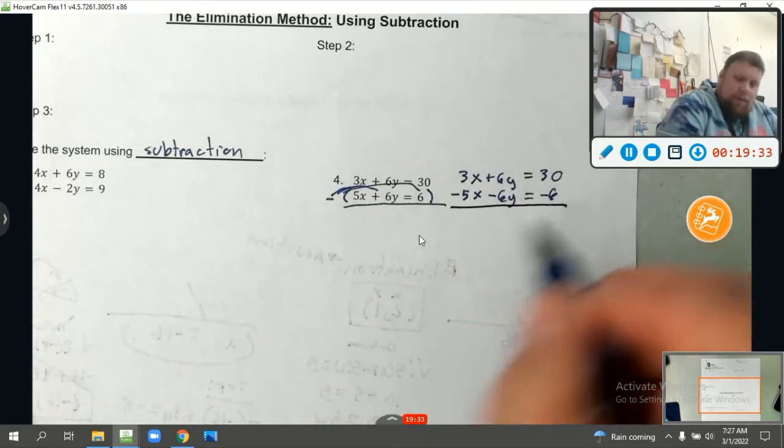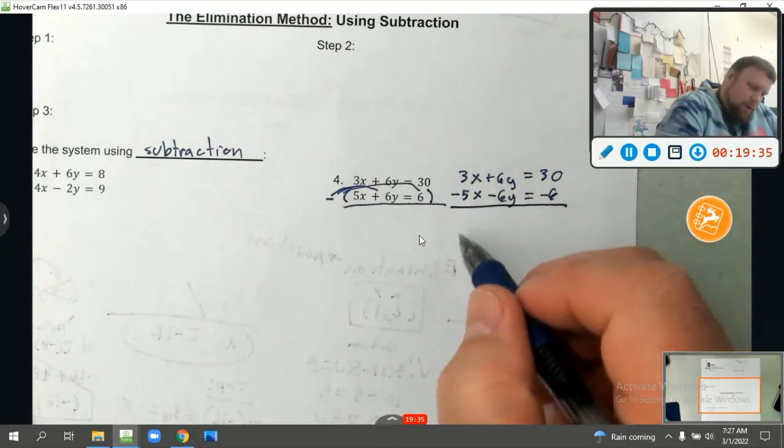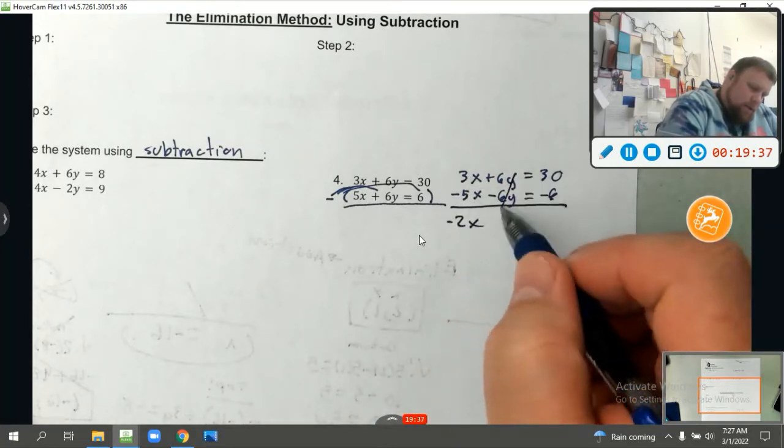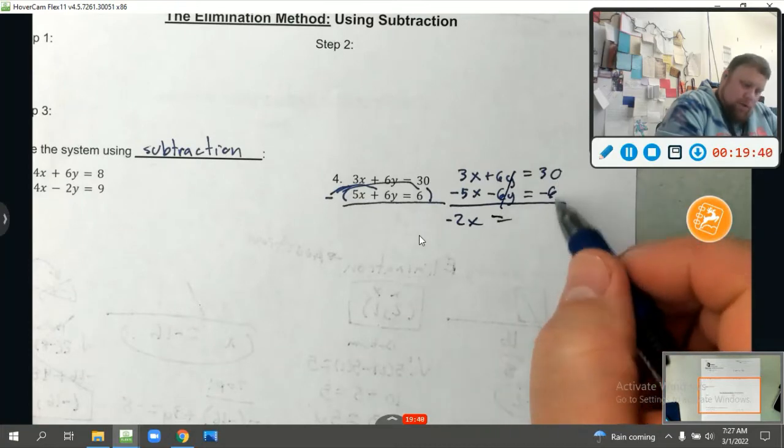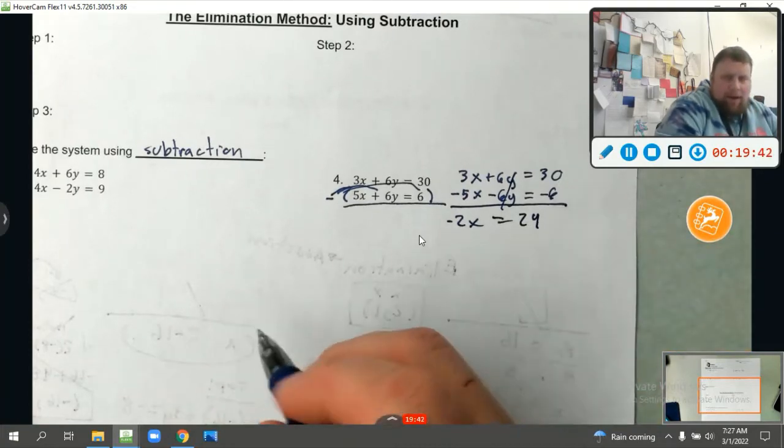Now, we're going to do like we did before and add straight down. 3x minus 5x is negative 2x. Those y's are gone. Equals 30 minus 6 is 24. Look at how that works. Awesome.